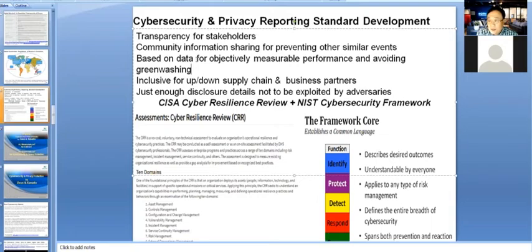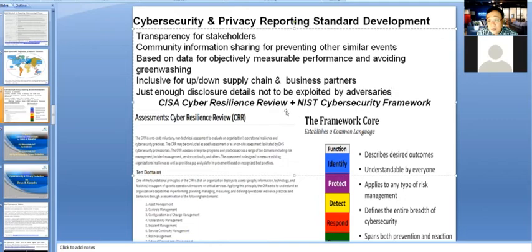This is what I'm interested in, digital transformation based on digital technology, because digital technology can provide objective measures based on data. So this will be the most important topic. And it should also be inclusive, because cybersecurity risk matters not just for the company, but also for the upstream supply chain and business partners. There are many cases where a cybersecurity breach happens through the supply chain or business partners. So this should be inclusive, with just enough disclosure detail not to be exploited by adversaries.